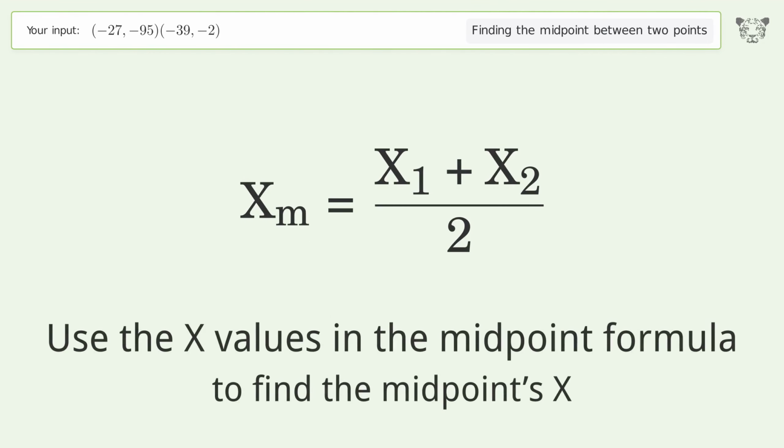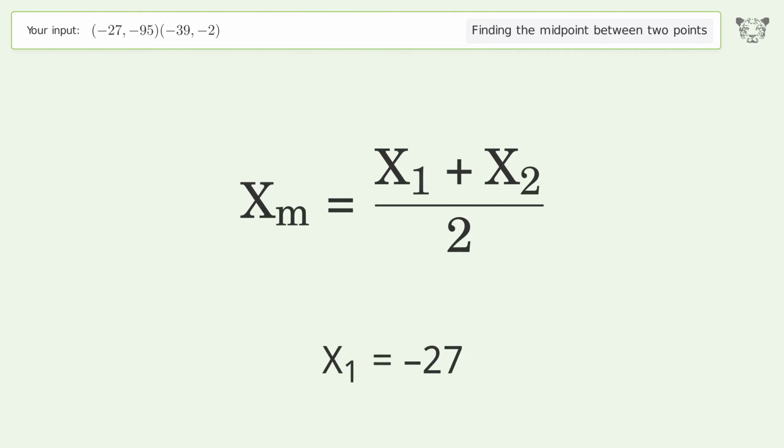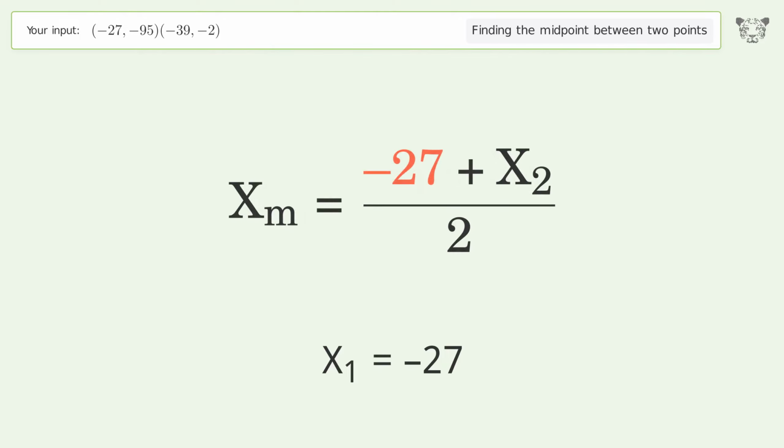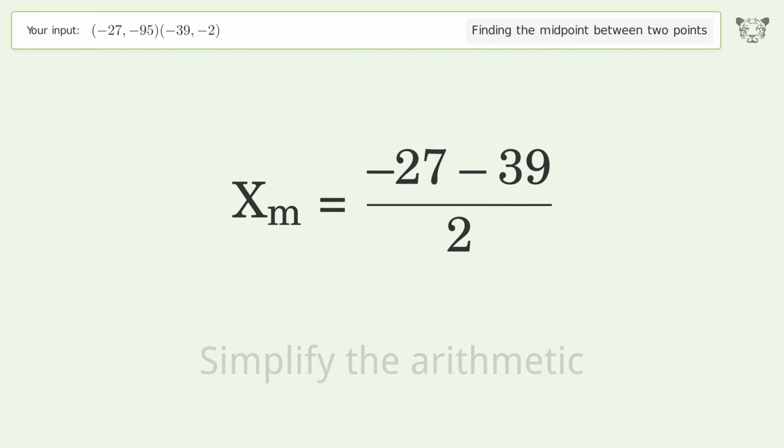Use the x values in the midpoint formula to find the midpoint's x. x1 equals -27. x2 equals -39. Simplify the arithmetic.